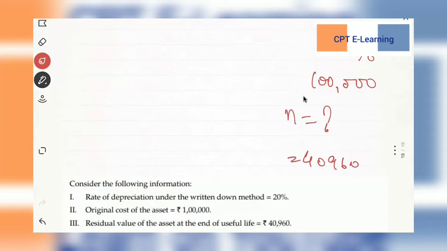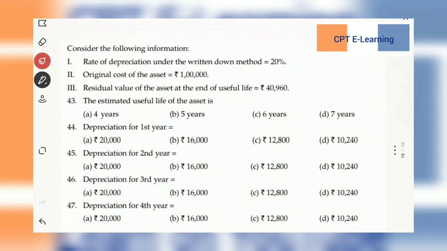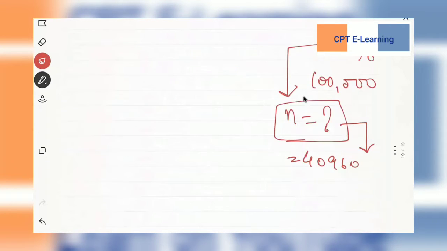40,960. Now this is an interesting question. Usually they give us the life and in WDV the life does not matter as they give us the percentage, right? But in this question they haven't given us the life and they have said at the end the salvage value will be 40,960. Now let's look at all the questions. First at 43rd. The estimated useful life of the asset is. Now this is a question mark, right?